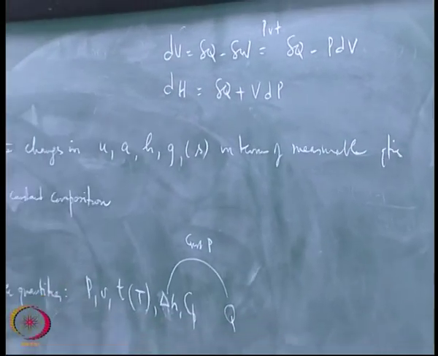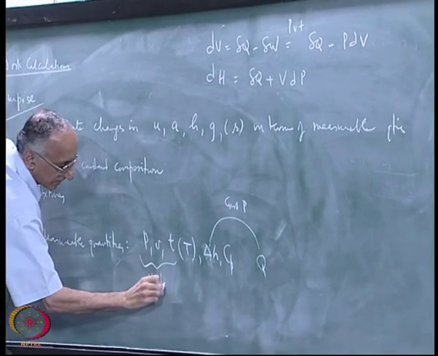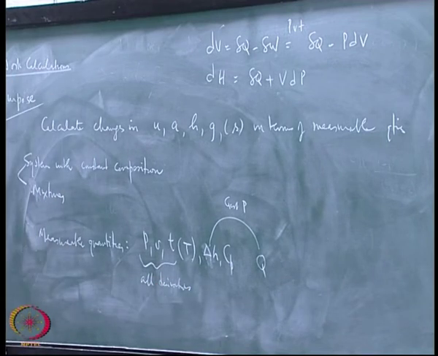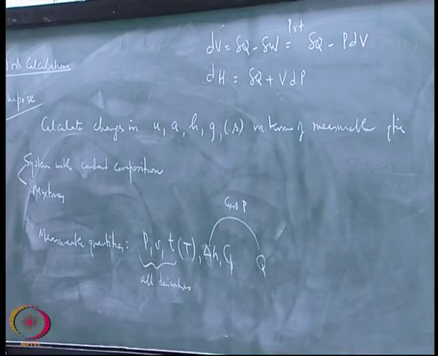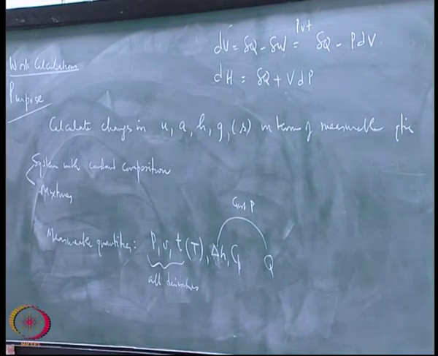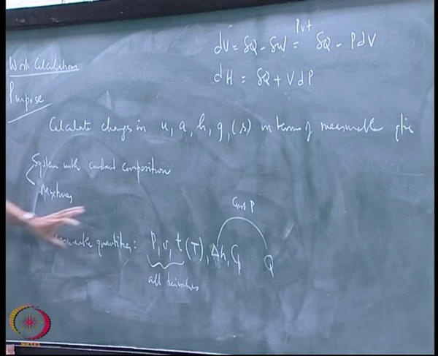And measurable quantities are these, and all their derivatives are considered measurable. So the change in volume with respect to temperature at constant pressure is a measurable quantity. The volume expansion coefficient is a measurable quantity. Similarly, the change in volume with pressure is a measurable quantity, and so on. All derivatives are considered measurable.